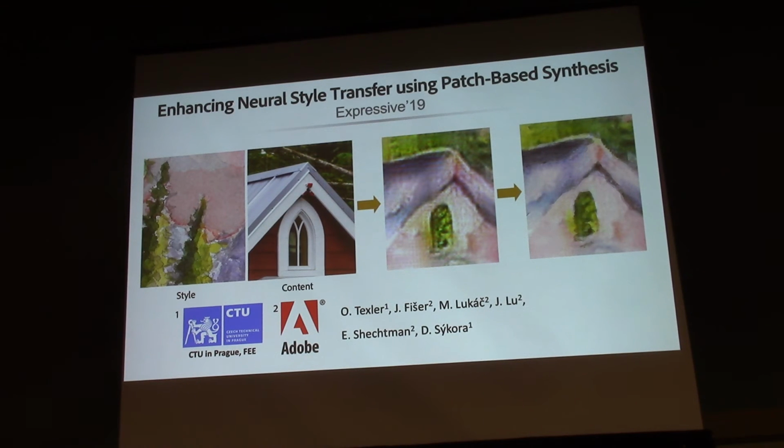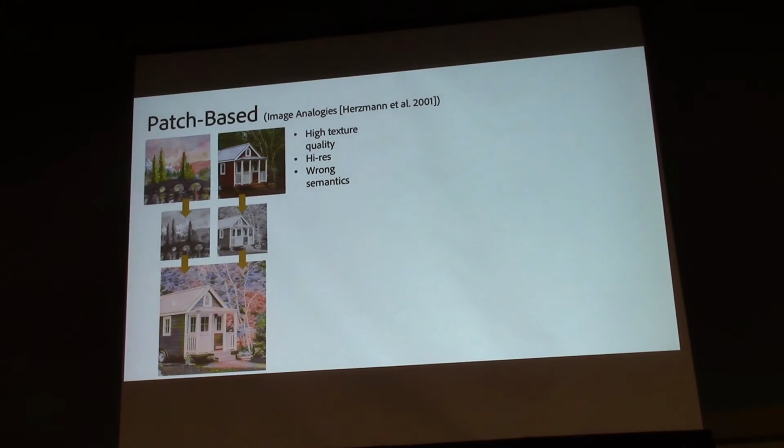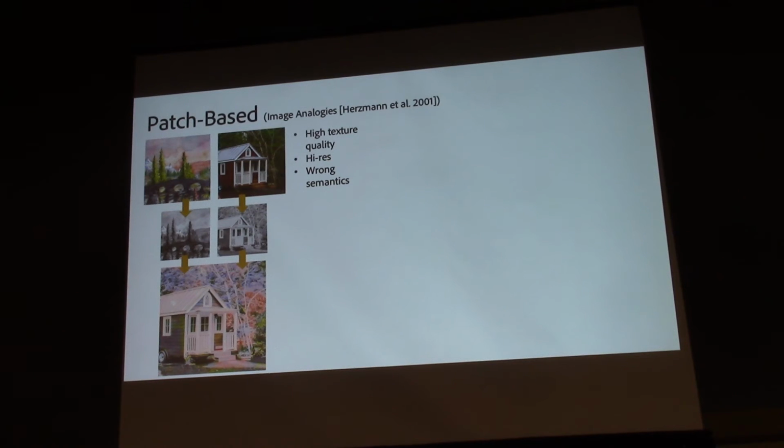This is a paper that was just presented at Expressive with Mike and Cynthia from Adobe and colleagues from CTU in Prague on improving and enhancing neural stylization. So basically there are two paradigms for stylization. One is the patch-based or example-based approach, which is the good old image analogies that was brought up in this workshop already.